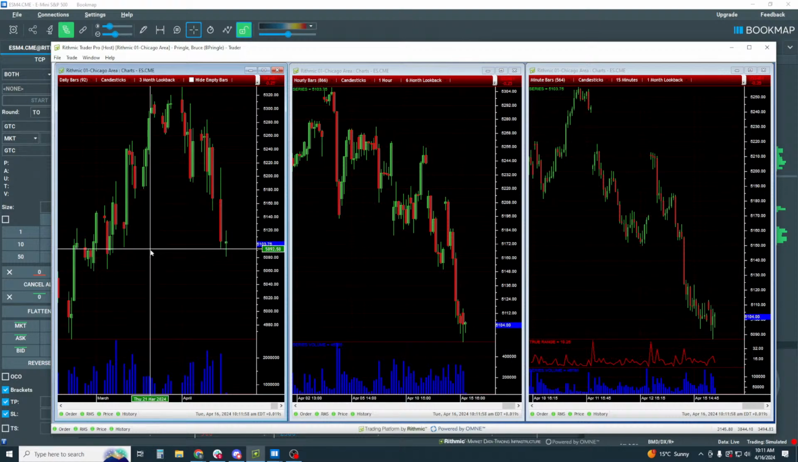I can see that buyers have come in already below the swing here. It retested and then rejected, at least for now. It is back in the previous day's range. Okay, so that's what we see so far.